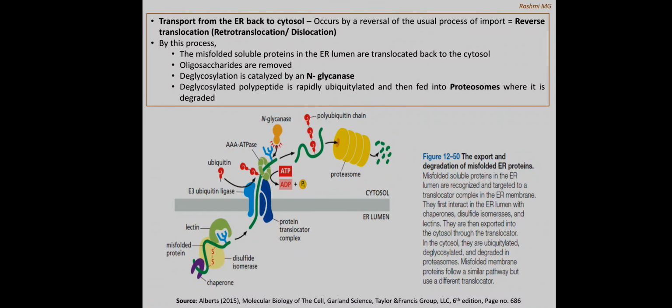So yesterday we learned about transport from the ER back to the cytosol, that is, transport of protein from the ER back to the cytosol. It occurs by a reversal of the usual process of import, which is known as reverse translocation, retrotranslocation, or dislocation. This process happens if there is a protein which is misfolded; that will be transported back to the cytosol for degradation. By this process, the misfolded soluble proteins in the lumen are translocated back to the cytosol.